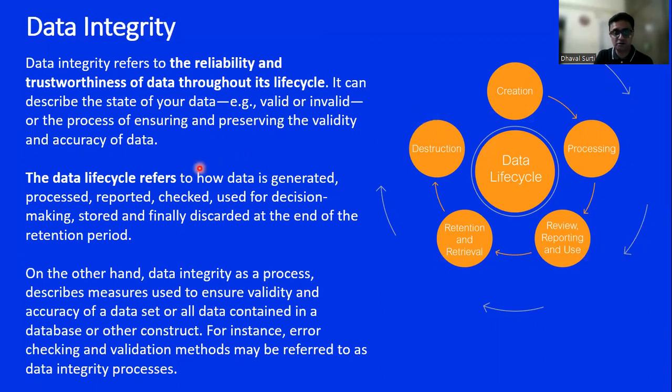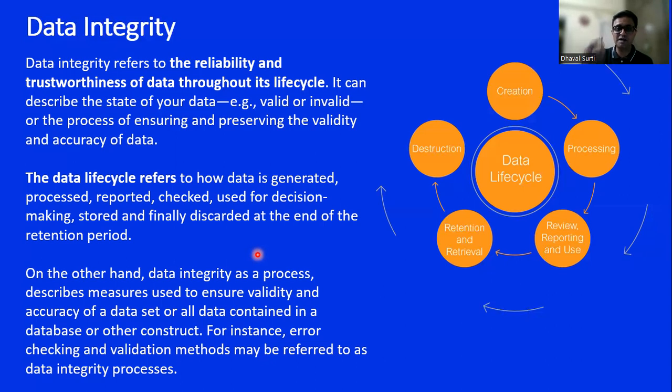What is data life cycle? Data life cycle refers to how data is generated, processed, reported, checked, used for decision making and stored, and finally discarded at the end of the retention period. So how the data is generated, how it is processed, how it is reported, how it is checked, how we are making decisions based on the data, whether the data is correct, whether it's meeting the criteria or not meeting the criteria, whether the batch is meeting the criteria, the result is passing or failing, and ultimately discarded at the end of the retention period.